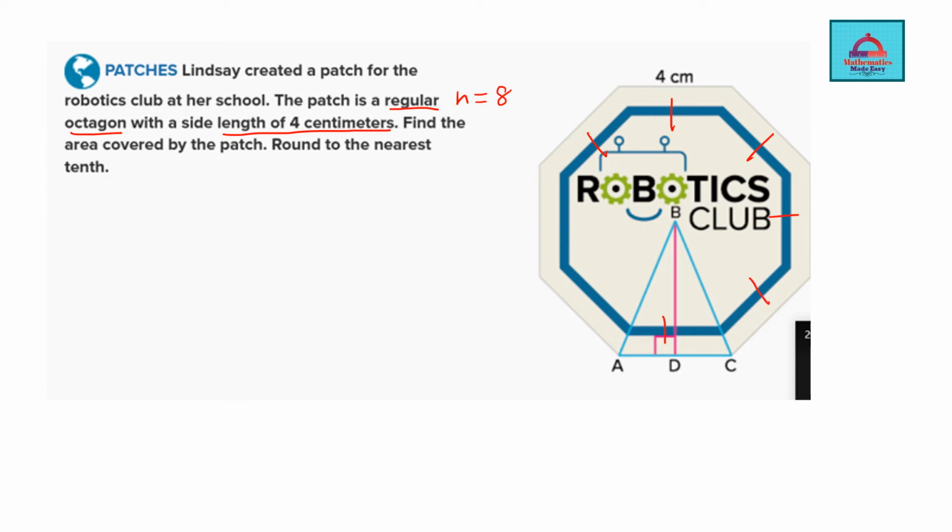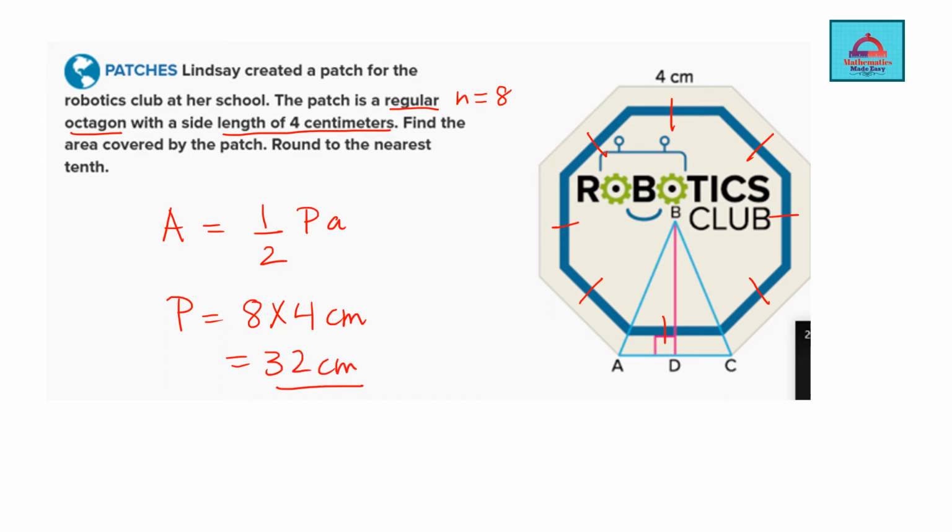Let's mark the equal sides. There are 8 sides which are equal. Find the area covered by the patch and round to the nearest tenth. So the area covered by the patch would be the area of this regular octagon, which is 1 by 2 times perimeter times length of apothem. If we are able to find the apothem, we are done, because the perimeter is 8 times 4 centimeters, so the perimeter is 32 centimeters. We just need the apothem. Let's do the steps in the next slide.